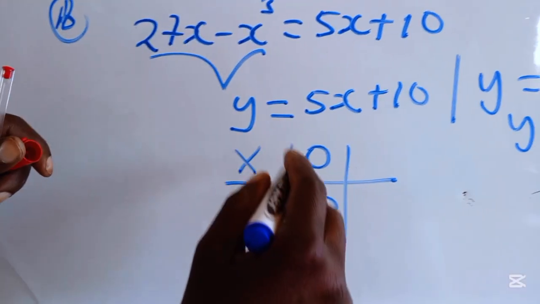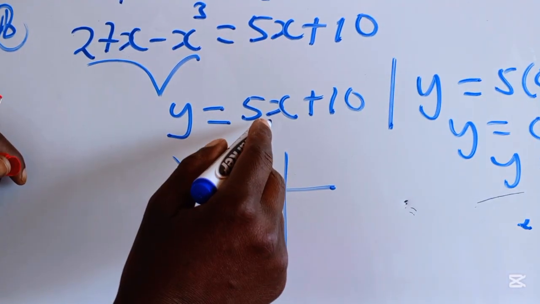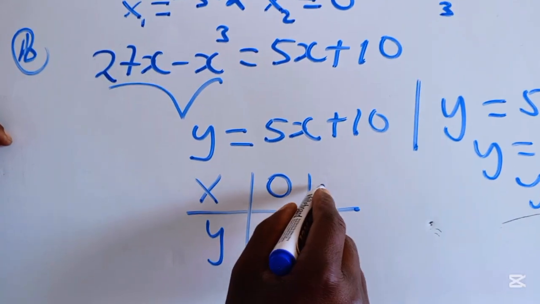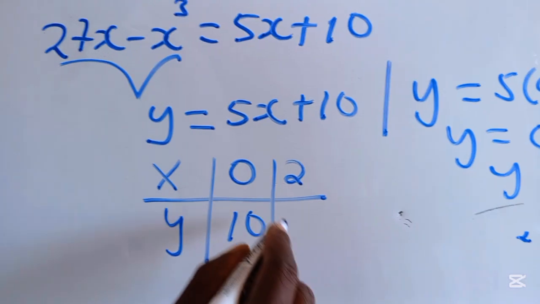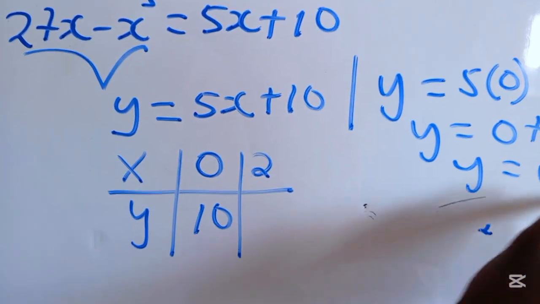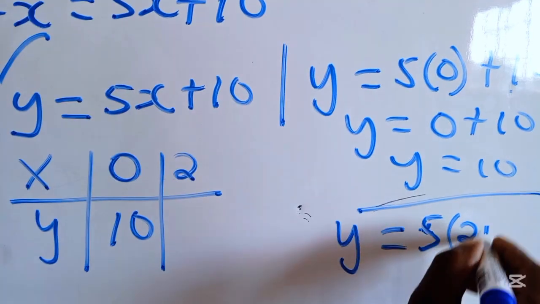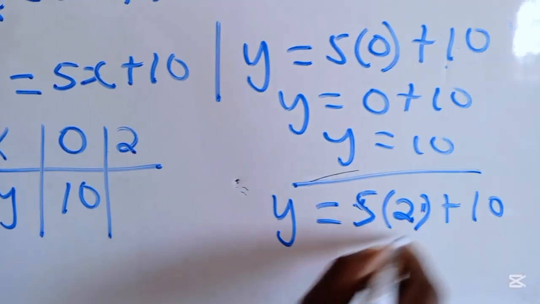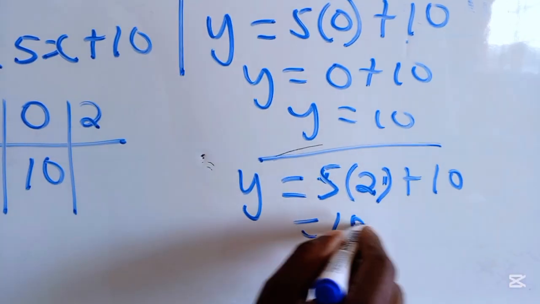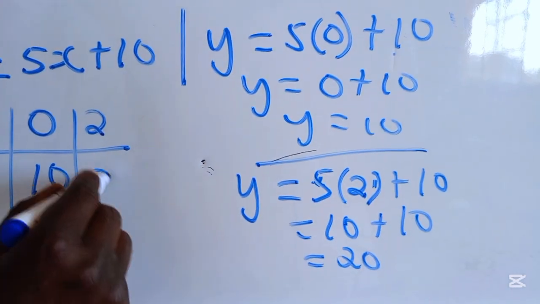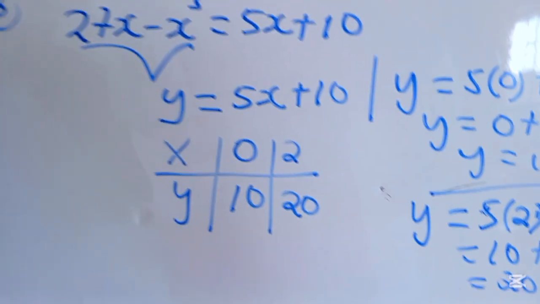Now I can't go for a 1 because it will be 15. I can't see 15 here. I want to have an even number. Let me put 2. So where there is x, I put a 2. y is equal to 5 multiplied by 2 plus 10. You agree with me that it will be 10 plus 10. So the answer will be 20. I can see a 20 there.